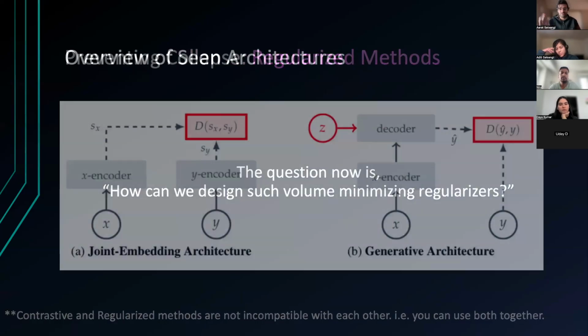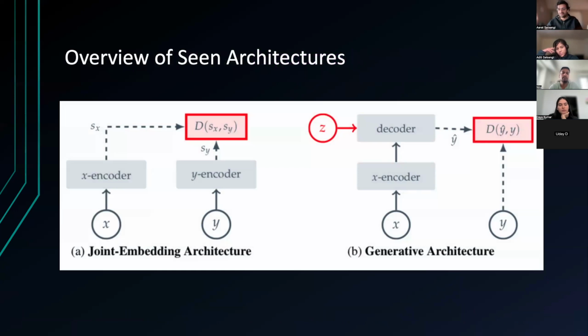Okay, just to give you an overview of the architectures we have already seen, because now we'll be coming to JEPA. We have seen a joint embedding architecture, where you have an X encoder and a Y encoder, and they are both just processing X and Y, and you're calculating loss in the representation space. That's one. And the generative architecture, where you have an X encoder and a decoder, which can have a latent variable, and then the decoder gets the Y out of it. So these are the two architectures that we have seen.